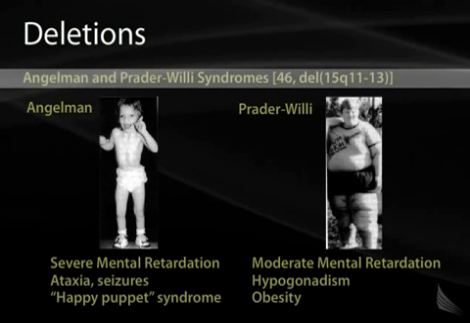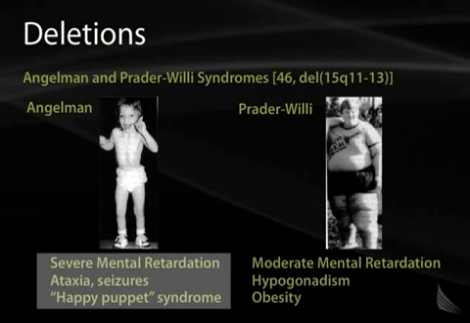Now, Angelman and Prader-Willi syndromes. 46 deletion of the 15q11 through 13 loci. Exact same deletion resulting in two very different diseases. You can see from the photos here, Angelman syndrome on the left, they get severe mental retardation, they have ataxia and seizures, and they refer to this as the happy puppet syndrome because of these ataxic movements that they have.